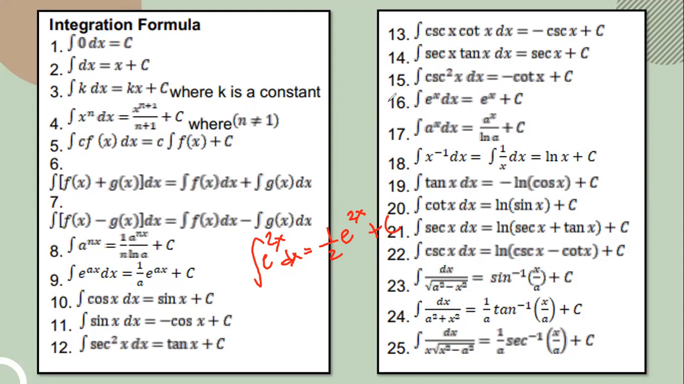Okay, so number 16 and 17, simplified form ni number 8 and 9. Okay, so walang kasama si x. So parang naging 1 lang yung n natin. Okay, and then number 18, we have x raised to negative 1 dx is equal to 1 over x dx. Okay, so 1 over x dx, ang integral niyan ay ln of x. Kung matatandaan, ang derivative ni ln x, 'di ba? 1 over x. Okay?